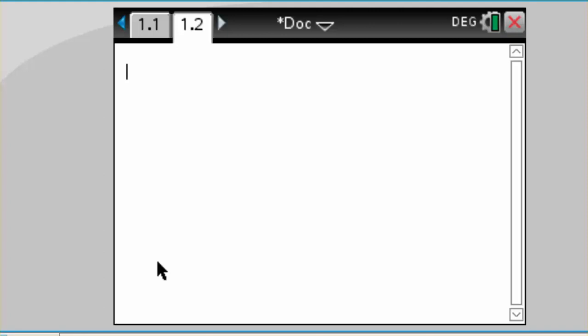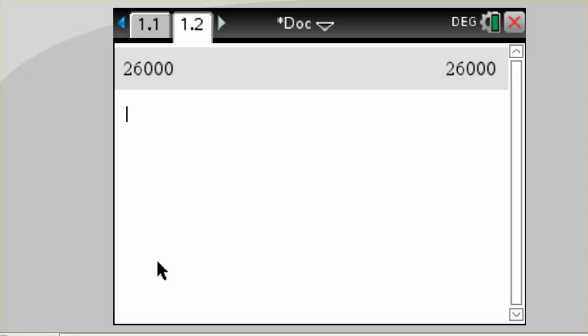So I'm going to type in the original amount, which is 26,000. Press enter. That's my initial. My rule says 1.003 times the current minus 400. So I'm going to press times and it'll say the previous answer.